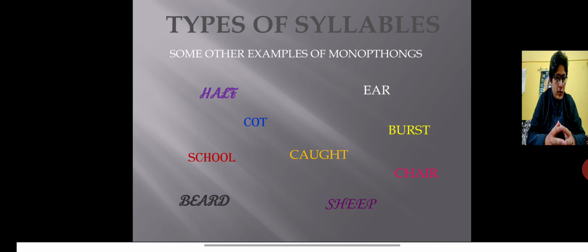Chair. What do you see here? AI, the combination gives you a single tone, a monophthong. Beard. Then sheep. Double E in between the randomly oriented consonants, therefore we have to stretch the sound.